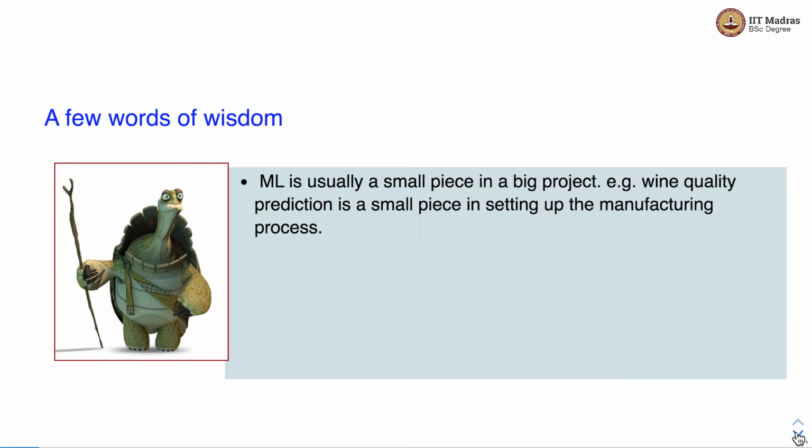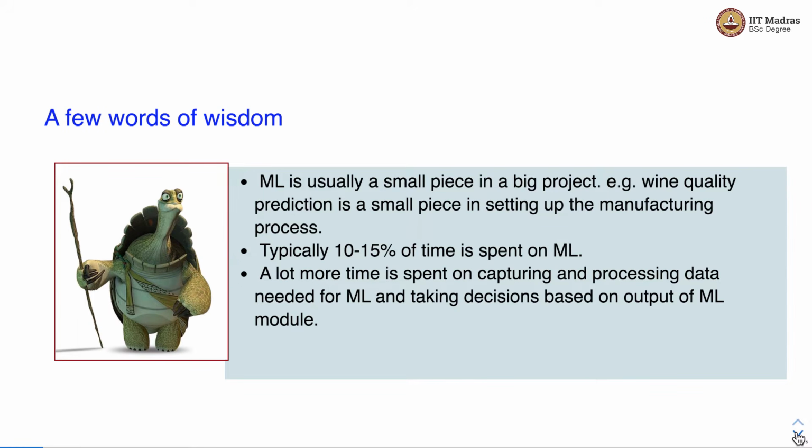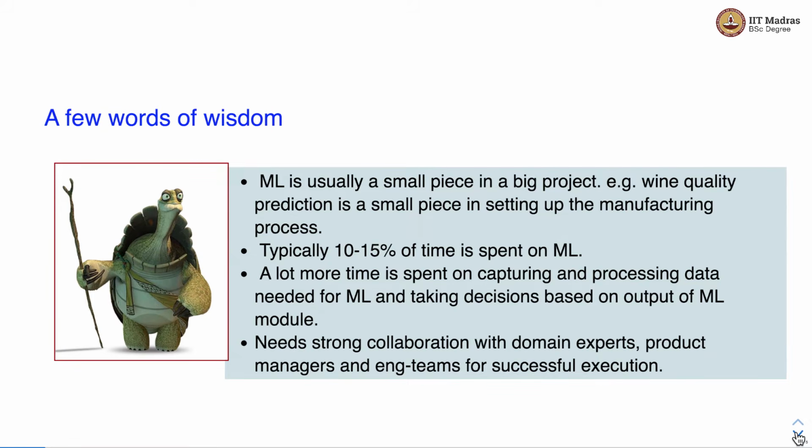So generally, machine learning is a small piece in the big project. For example, wine quality prediction is a small piece in setting up the manufacturing process. We spend typically 10 to 15% time on machine learning setup. A lot more time is spent on capturing and processing data needed for machine learning and taking decisions based on the output of machine learning module. And we need strong collaboration with domain experts, product managers, and engineering teams for successful execution of machine learning projects.